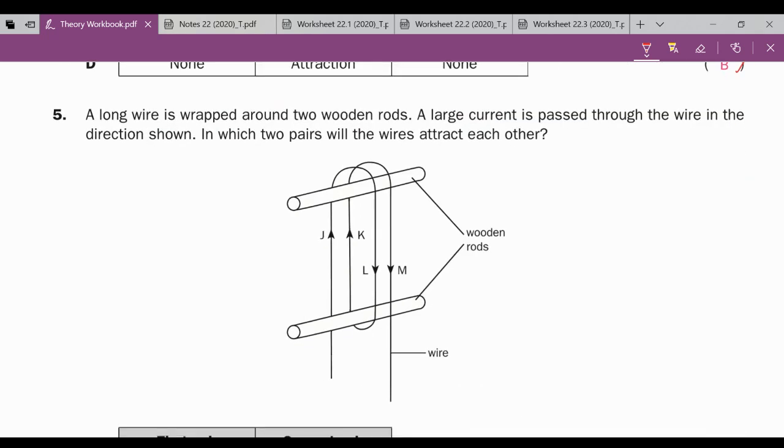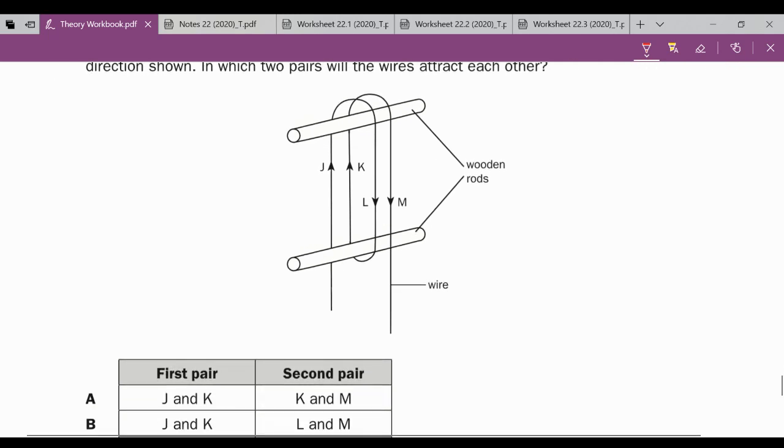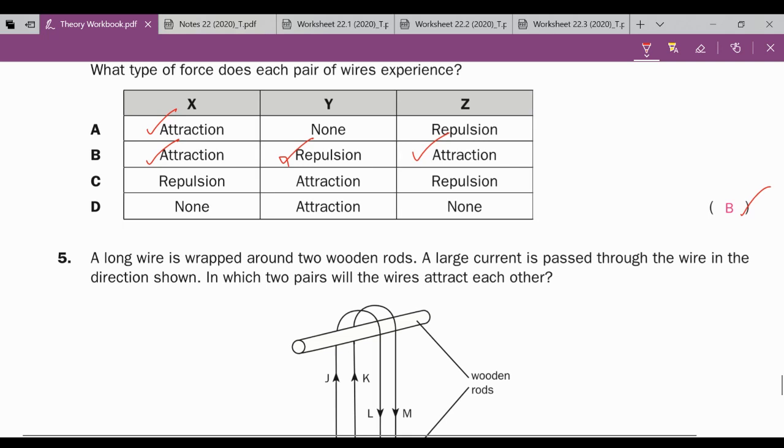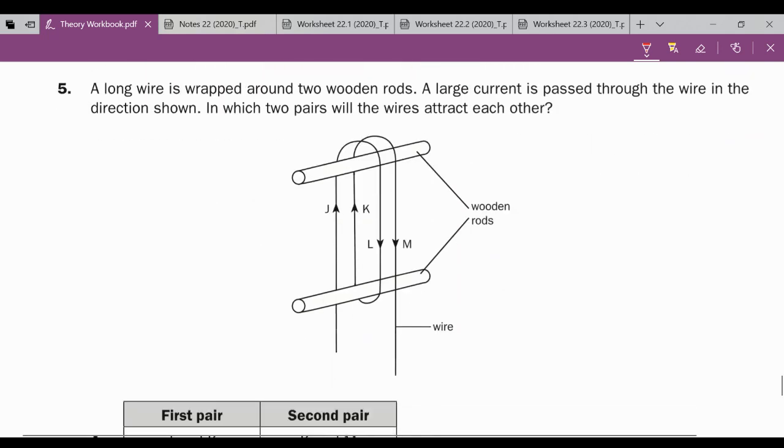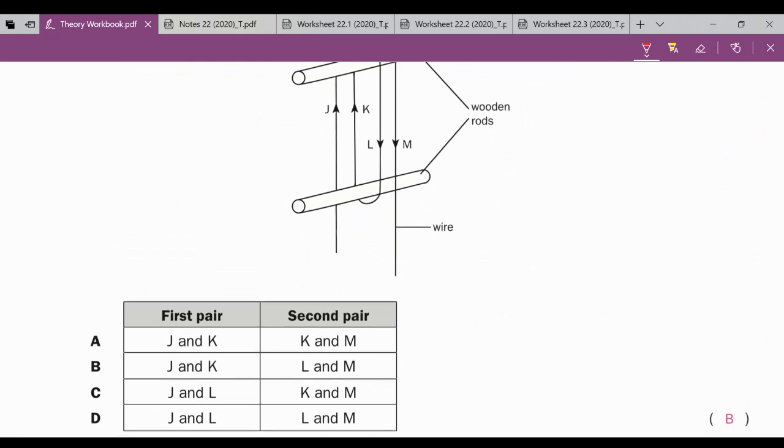Question 5. A long wire is wrapped along 2 wooden rods. A large current is passed through the wire in the direction shown. In which 2 pairs do the wire attract each other? So we know that for them to attract, they must flow in the same direction, as we can see above here. So which one flows in the same direction? L and M, yes. J and K, yes. So the answer will be B. Only these 2 flow in the same direction.